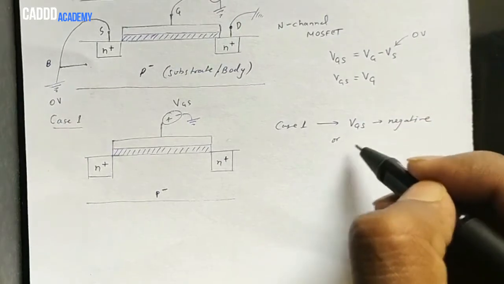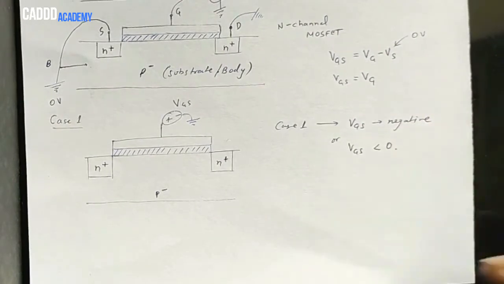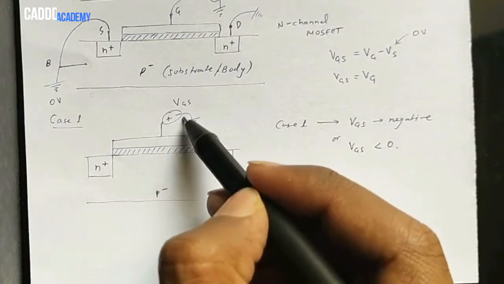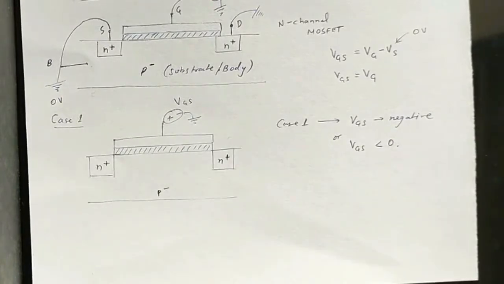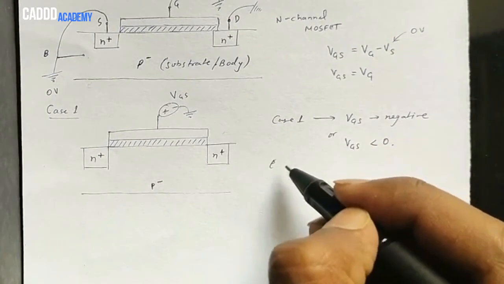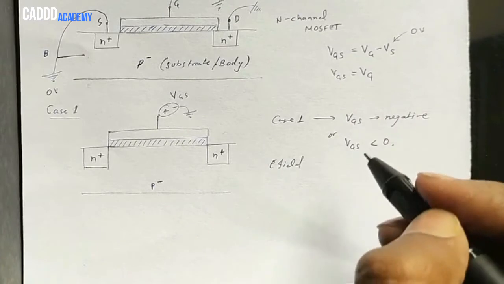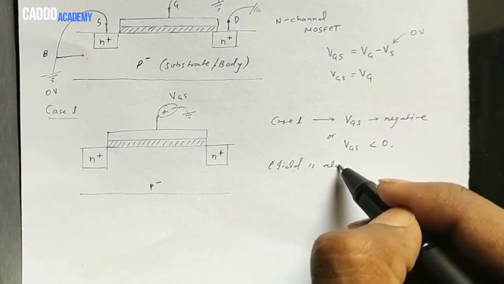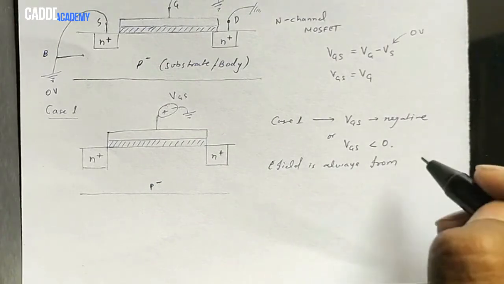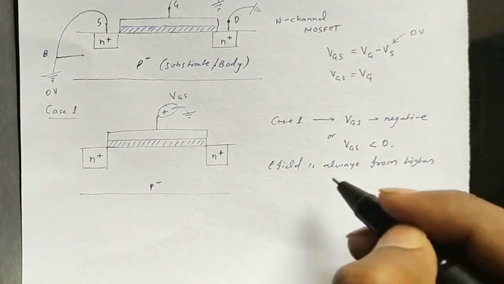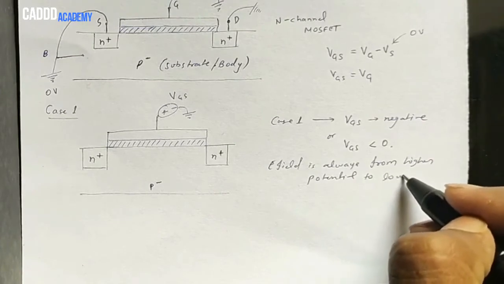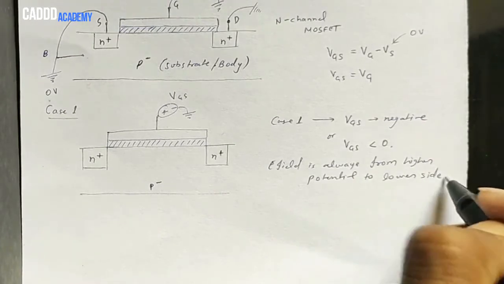In other words, VGS is less than 0. So how do we get a voltage less than 0? Just reverse the polarity of the voltage source at the gate terminal. Now one more thing you should know: the electric field is always from the higher potential to the lower potential.